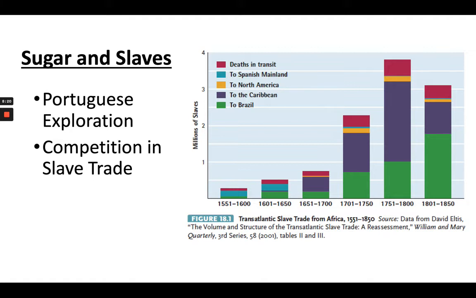By the 17th century, the Dutch, the English, and the French are all competing with the Portuguese in the slave trade, right? It's important to keep in mind, we're not talking about abstract economic concepts here. These are the lives of men and women and children. While all this is happening, we are still seeing the Trans-Saharan slave trade as well.